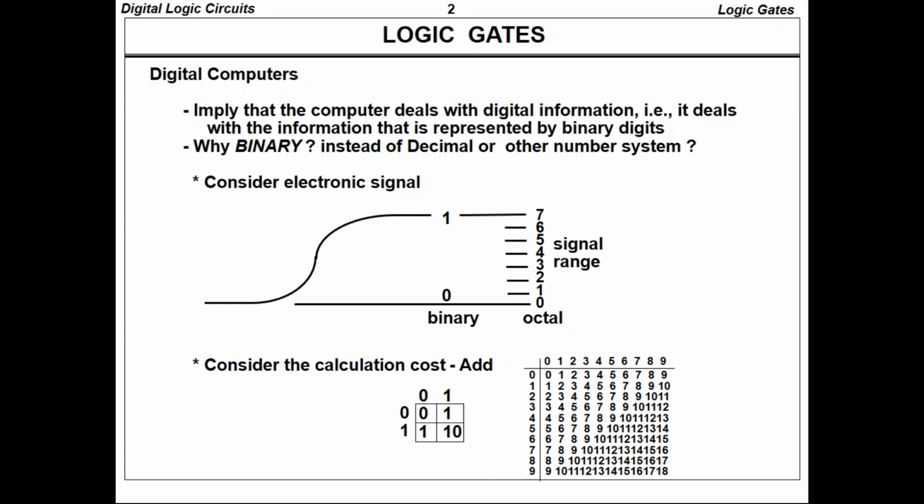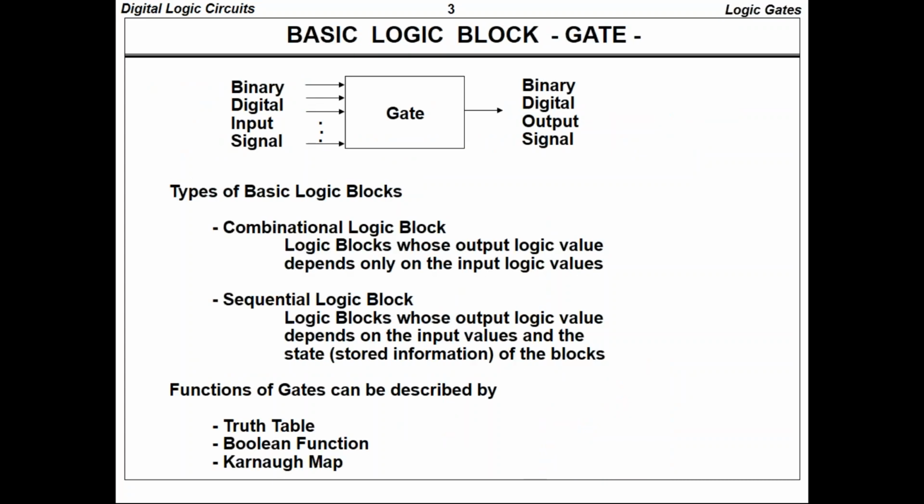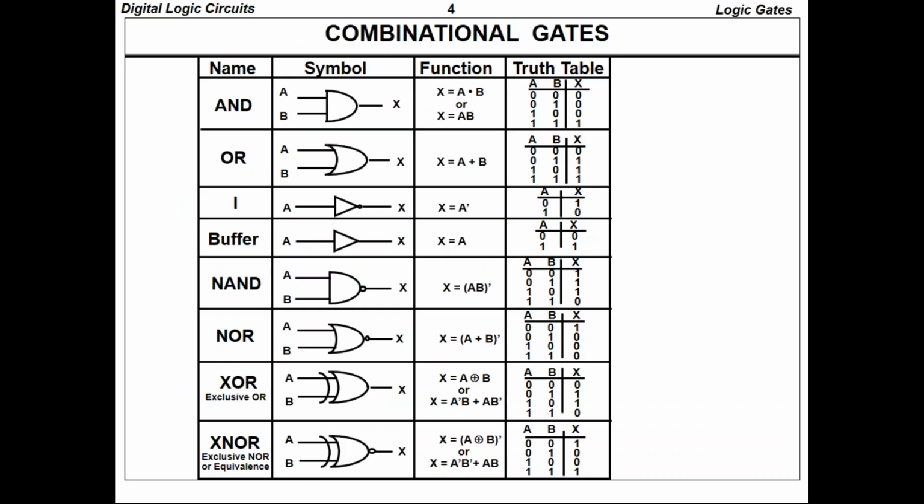And for OR logic, if any one input is 1, the output will be 1. For the rest, if both the inputs are 0, then the output will be 0. So this is the normal functionality, truth table, and symbol of our normal logic gates.